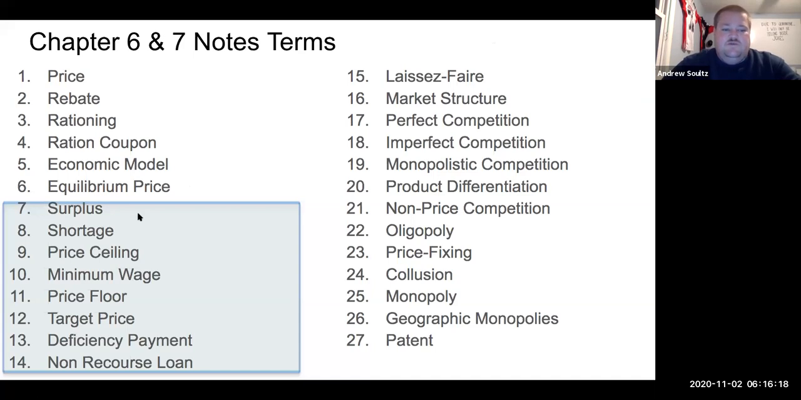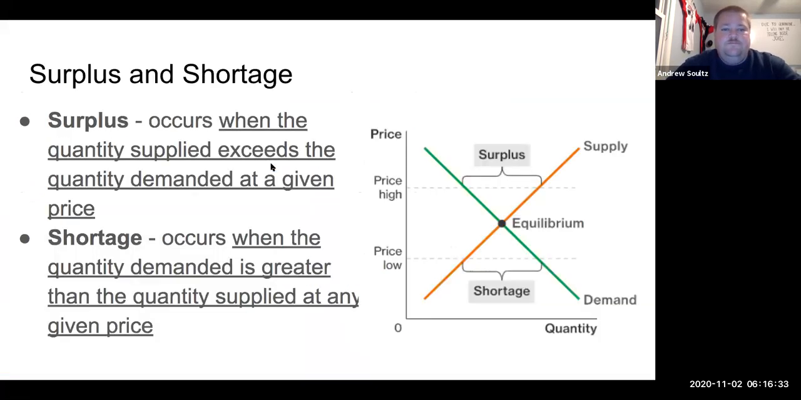But our goal today is to really discuss what a shortage is and what a surplus is and why those two things exist. We'll also talk about price ceilings, minimum wage, price floor, target price, deficiency payments, and non-recourse loan. Your first two terms are on this slide: a surplus is when the quantity supplied exceeds the quantity demanded at a given price. A shortage is when the quantity demanded exceeds the quantity supplied at any given price. Previously we learned about equilibrium.